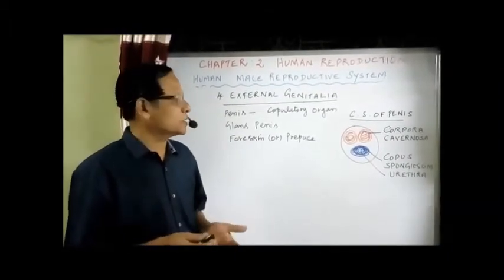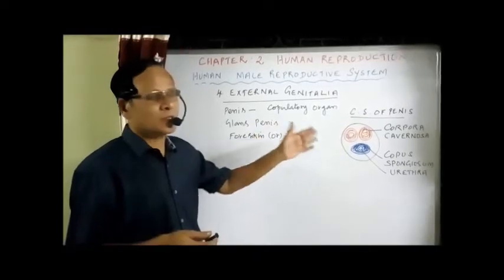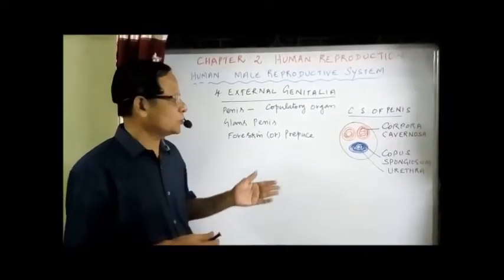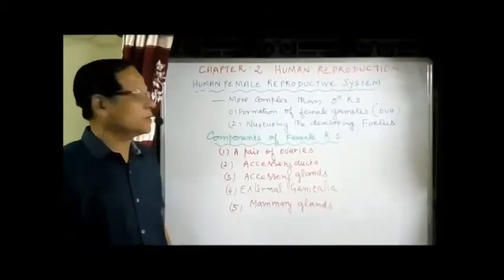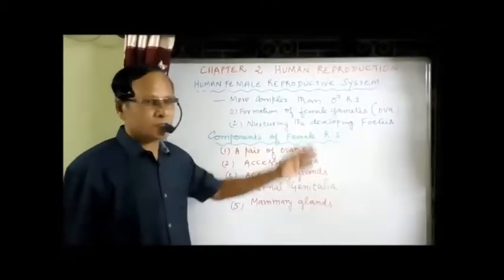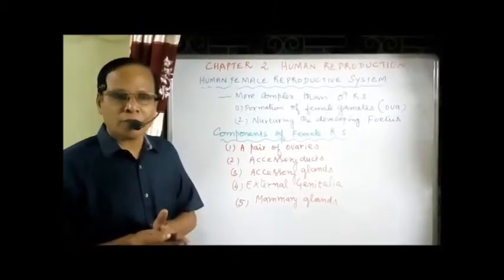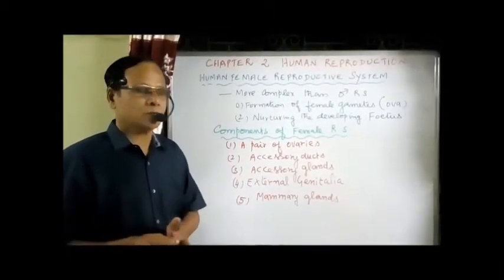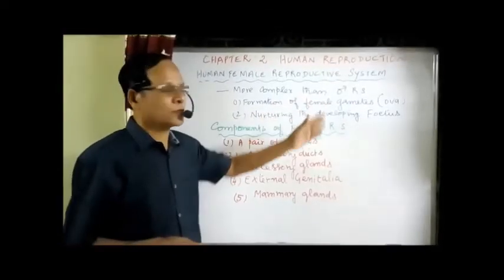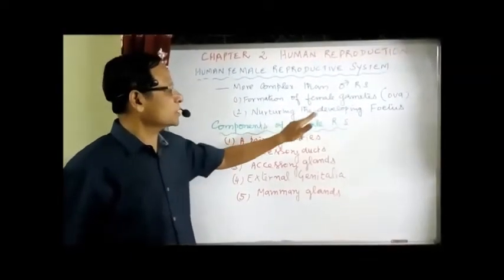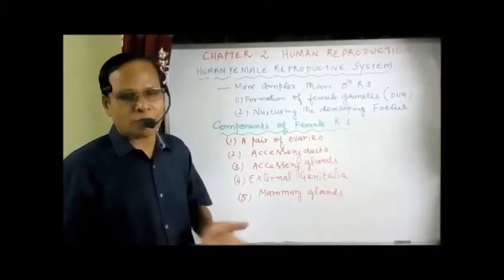Now what are the components present in the female reproductive system? You see one by one. As in the case of male, here too we have four components. Now let's see the female reproductive system. The female reproductive system is more complex than the male. I mentioned the reason already: in addition to the formation of female gametes, it is also responsible for nurturing the developing fetus. That's why it's more complex.